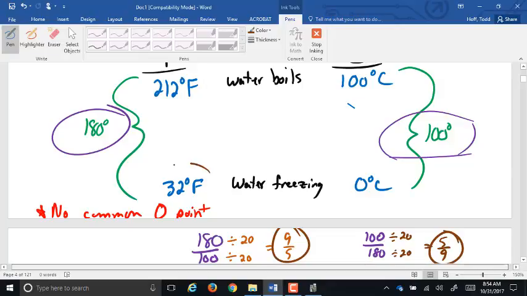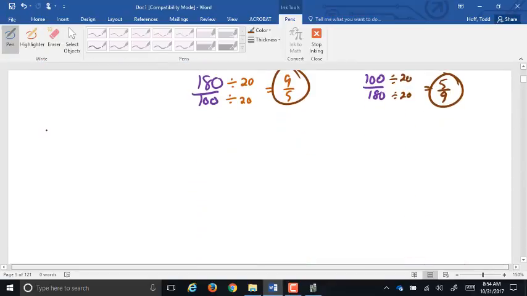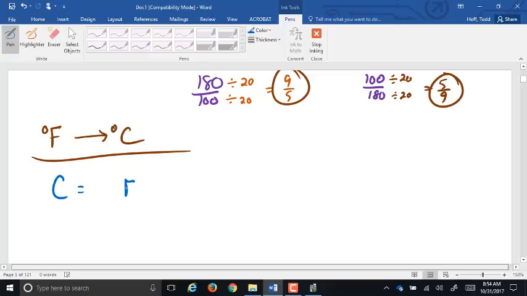The other thing is the 0 point goes from 32 to 0. There's a difference in the 0 point. Both of those have to be accounted for when we convert. So if we are going from degrees Fahrenheit into degrees Celsius, we have to take our Fahrenheit temperature, and the first thing we have to do is adjust that starting point. So we subtract the 32 degrees to put it down to 0. Then divide by 1.8 or times 5/9. That's that ratio.